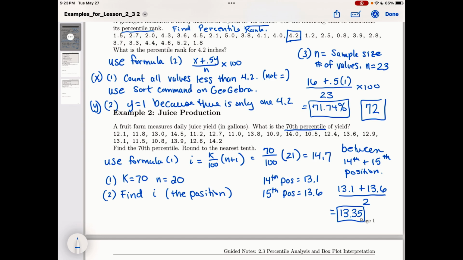Now, the notation that we use to find a certain percentile is P, and then we have a little k down here where k is the percentile. So in this case, since we found the 70th percentile, I would write that as P70 is equal to 13.35.